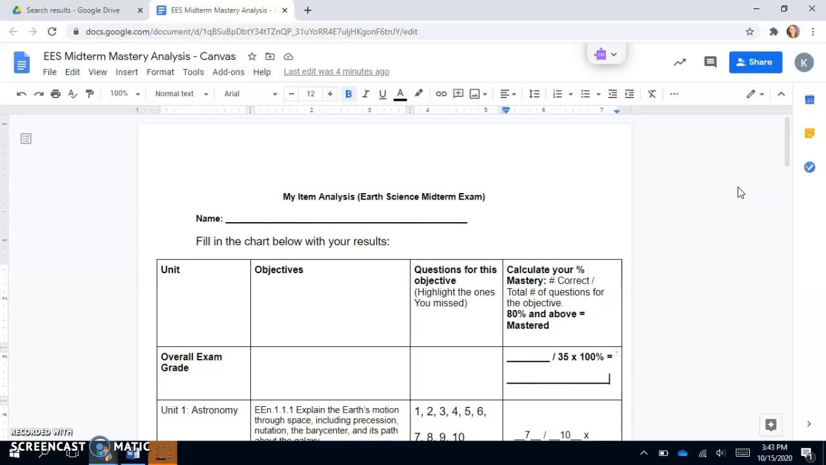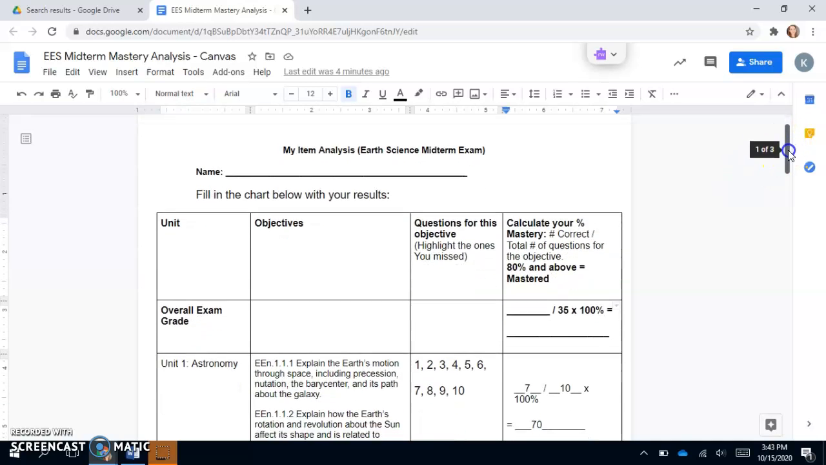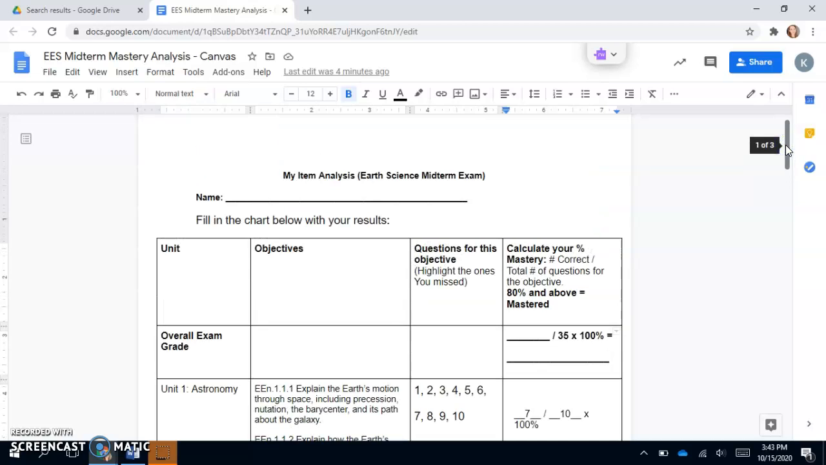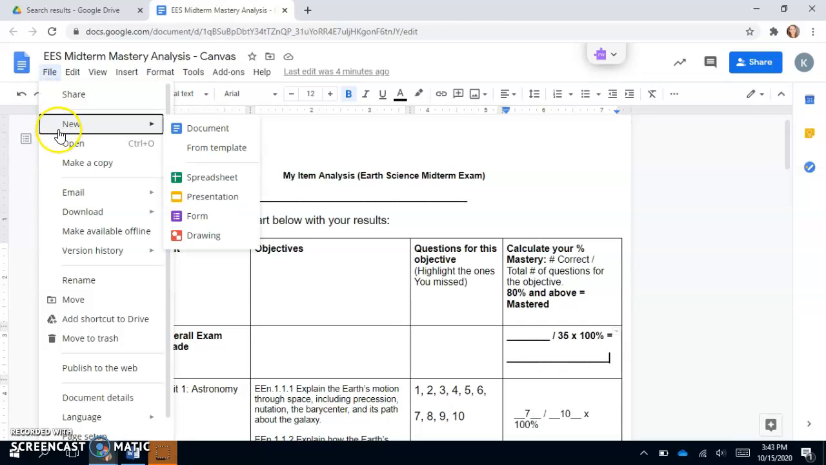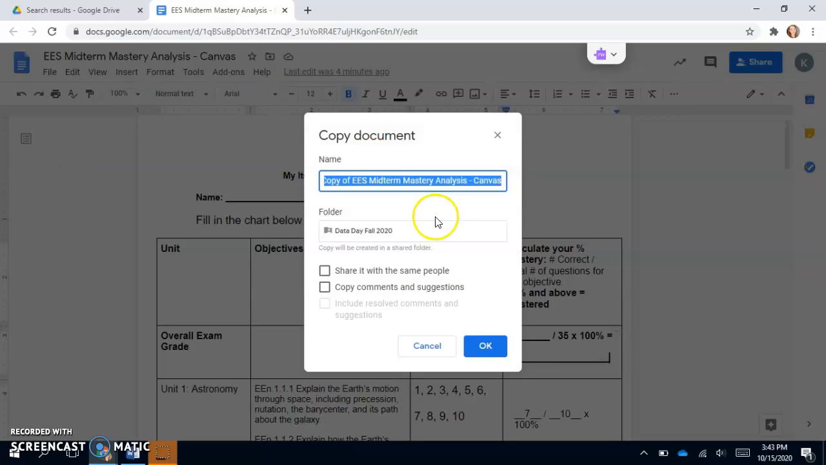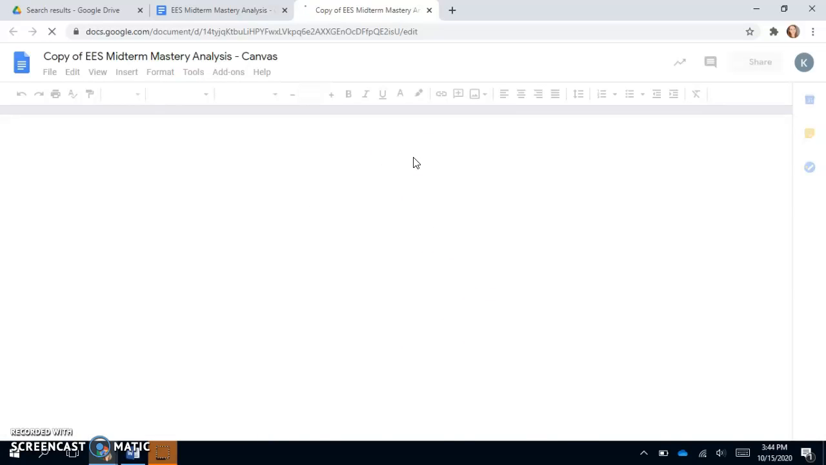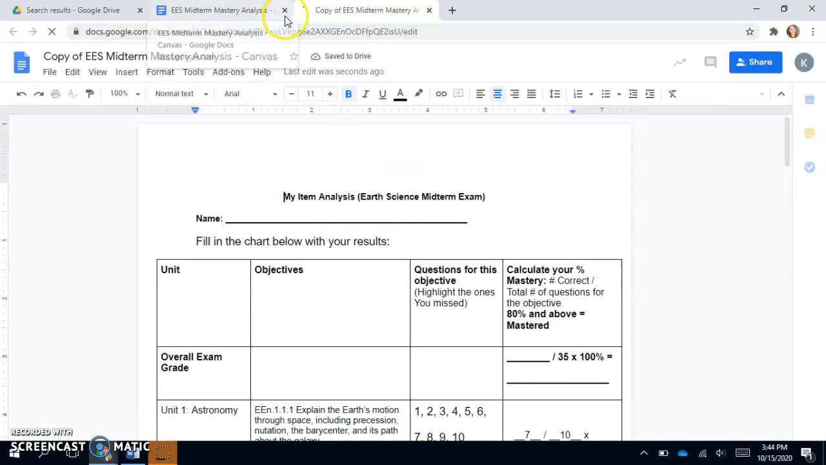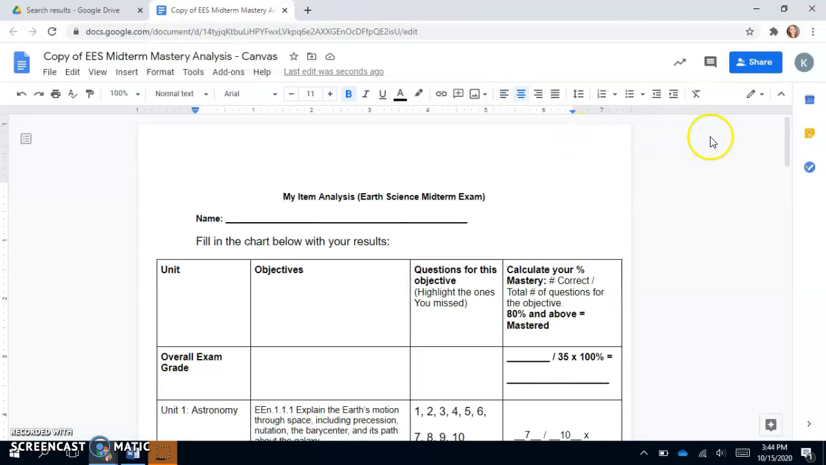So this document is linked in your assignment for your midterm mastery analysis. You should have made a copy of this, and I'm going to go ahead and make a copy of this one here, because this is the master. I'm going to make a copy of this really quick. Yours will already be copied over when you click on it, because that's how we typically give it to you, to where it forces you to make a copy automatically. So you will pull this up.